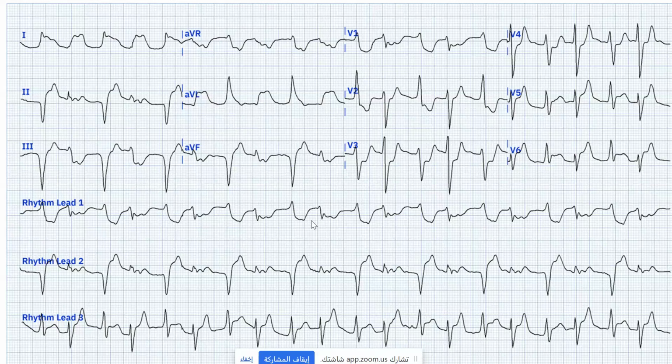Anyone? I know this is a difficult ECG, but let us contribute together. Let us share the idea. Share the idea with me.